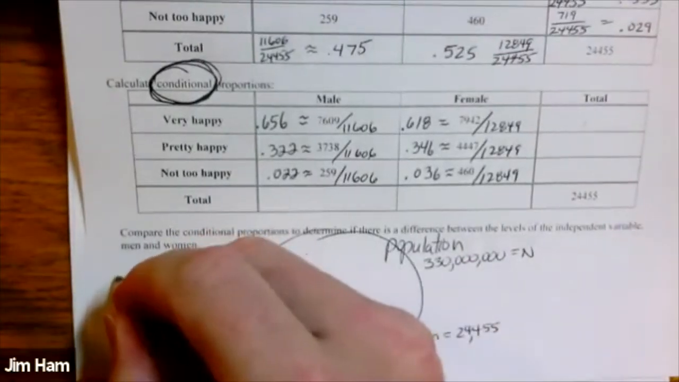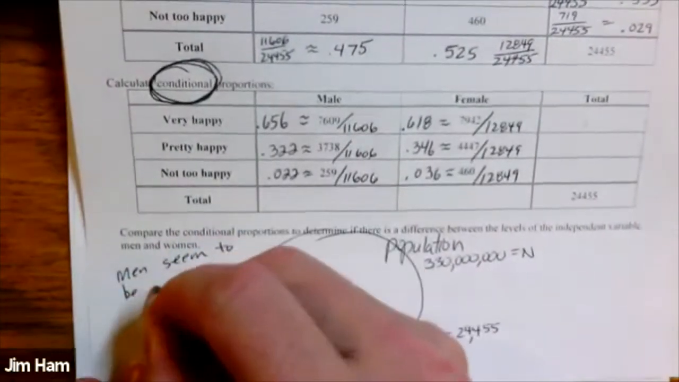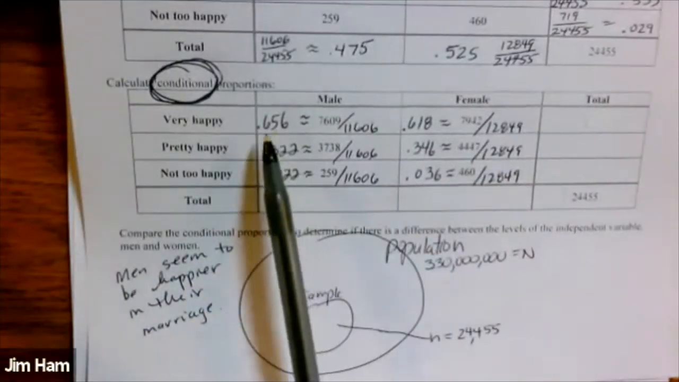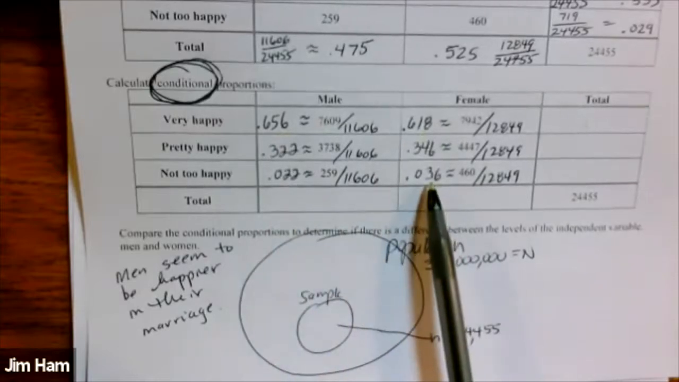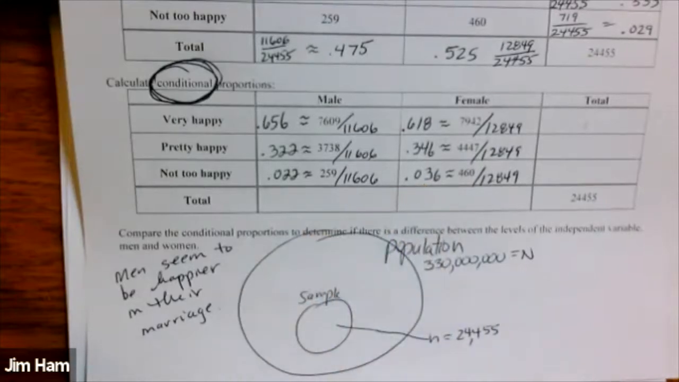All right, so men seem to be happier in their marriage. And we say that because they're very happy at a higher rate than females. And females are almost twice as likely to respond that they're not too happy in their marriage. All right, so this is it for section 4.4.